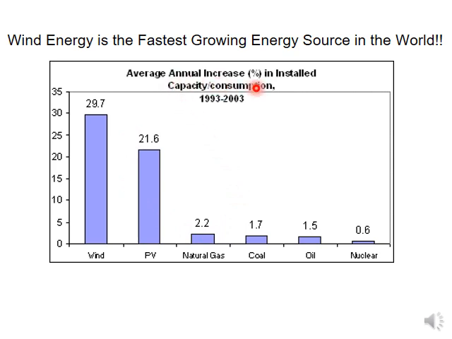Here are the statistics of average annual increase in percentage in installed capacity from 1993 to 2003. We are seeing an average annual increase of 29.7% for wind over these 10 years, and for photovoltaic it is 21.6%. Natural gas and other conventional forms of energy have a very small and steady growth, whereas we are seeing heavy growth in these two non-conventional or renewable forms of energy.